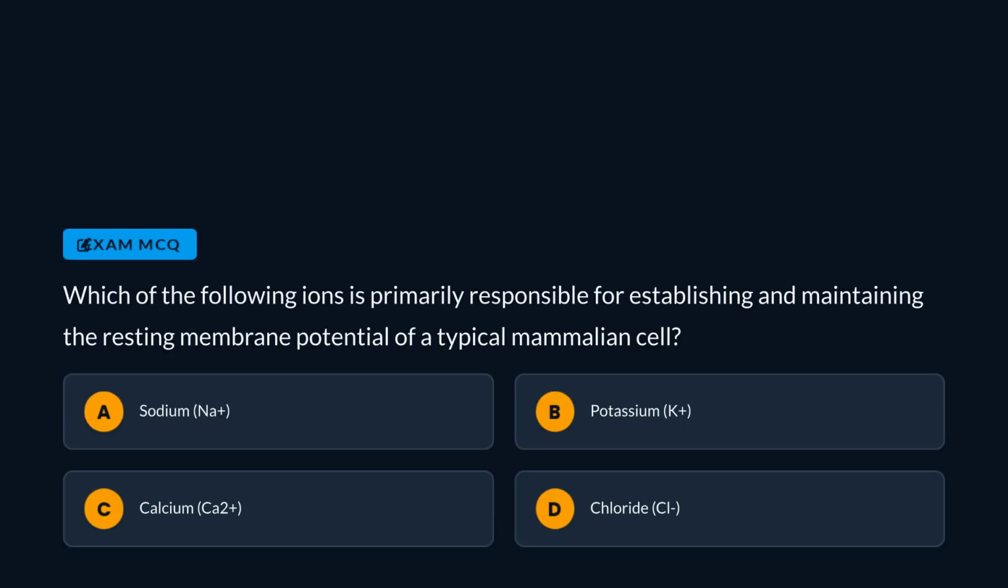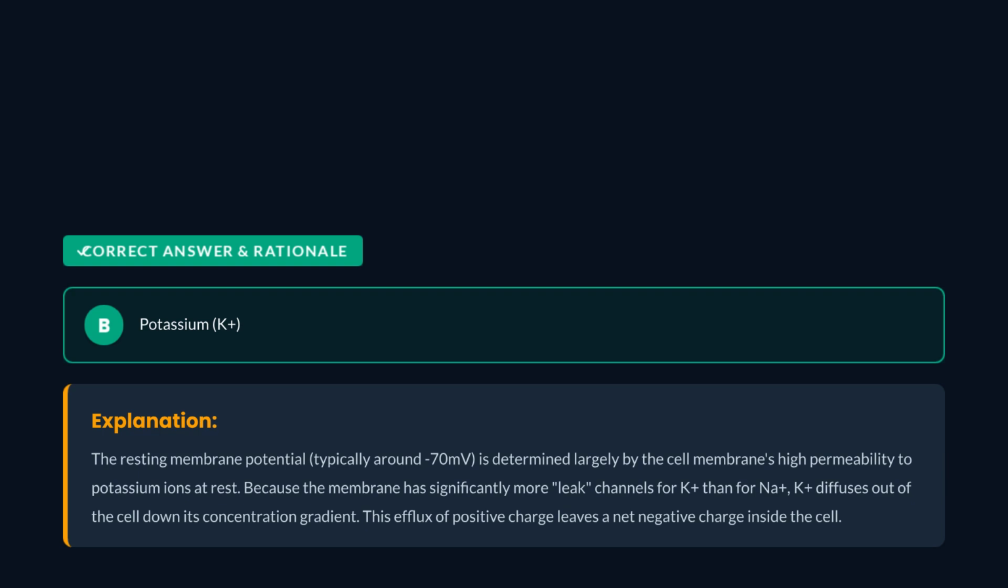Which ion is primarily responsible for establishing and maintaining the resting membrane potential of a typical mammalian cell? The correct answer is potassium, K+. The resting membrane potential is largely determined by the cell membrane's high permeability to potassium ions, which diffuse out and leave a net negative charge inside the cell.